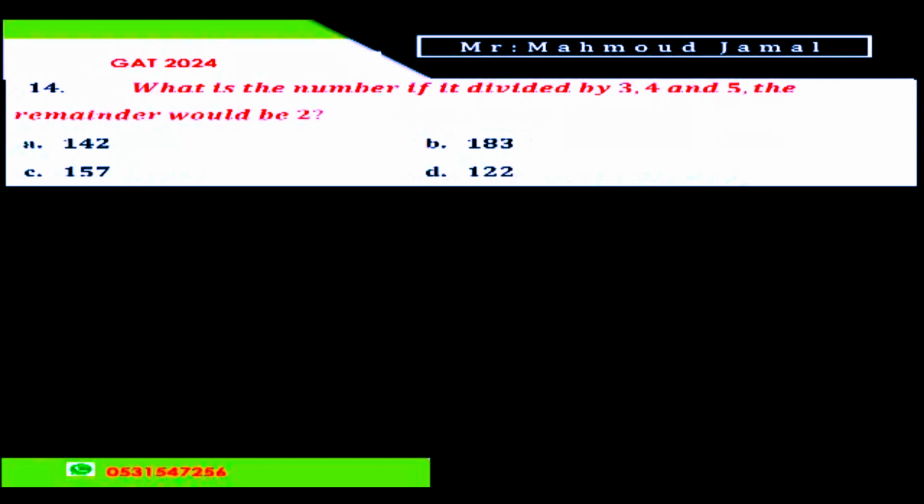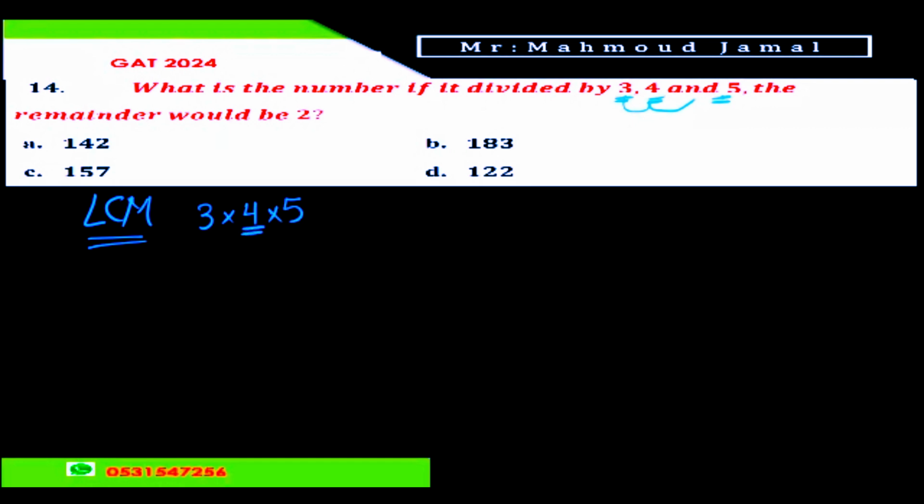This question now. What is the number which, if divided by 3, 4, and 5, the remainder would be 2? Three numbers. I am looking for a number that has 3, 4, 5 as factors. First, the LCM, the least common multiple. The least number that has 3, 4, 5 as factors. So I have to multiply 3 times 4 times 5.